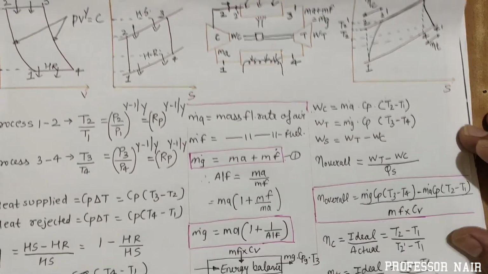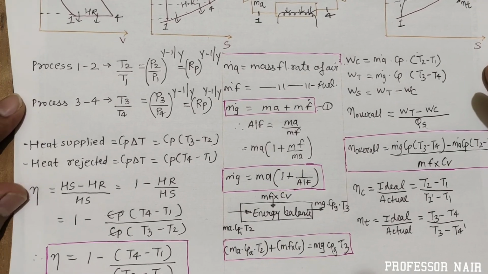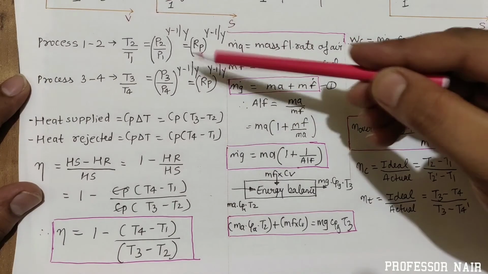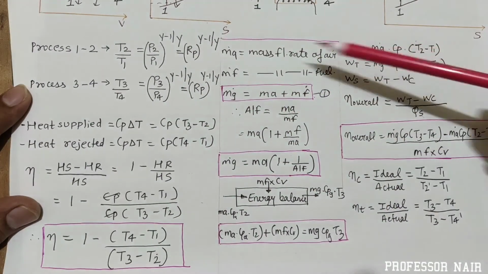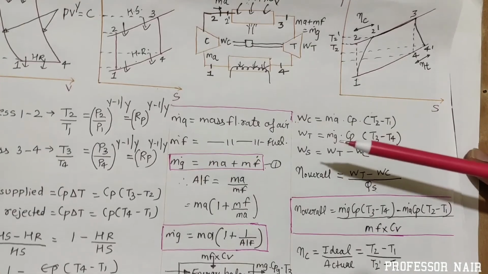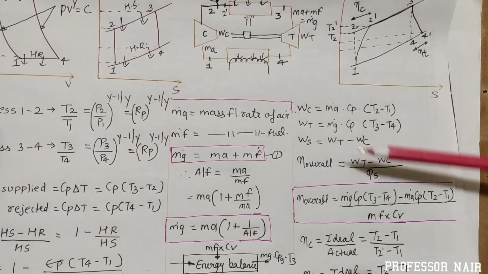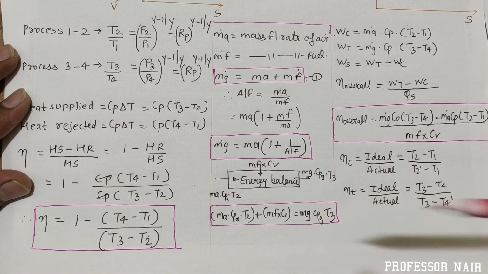So dear students, this was all about the ideal Brayton cycle. It varies from the actual cycle by the masses MA and MF. We had seen this logic. We had also studied the work of compressor and turbine and derived it. At last, we had seen the energy balance equation.